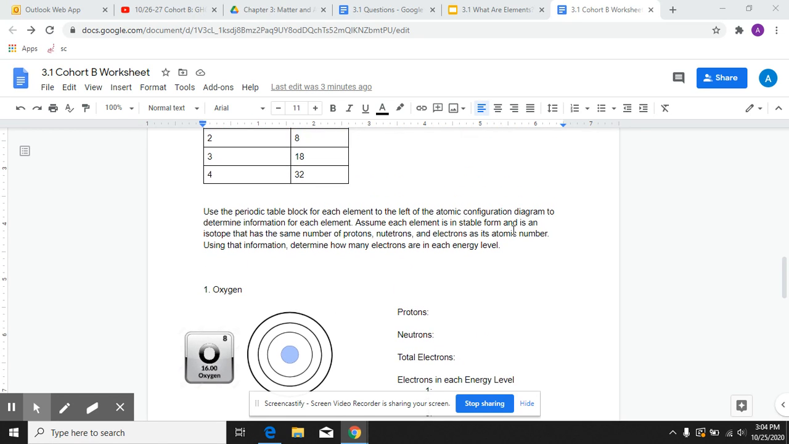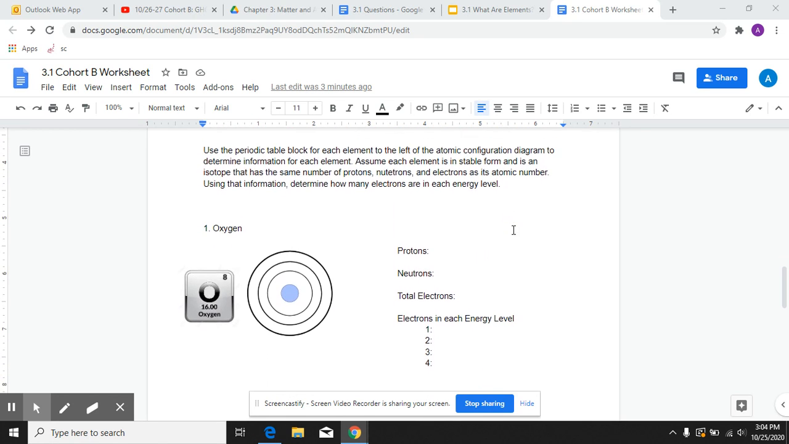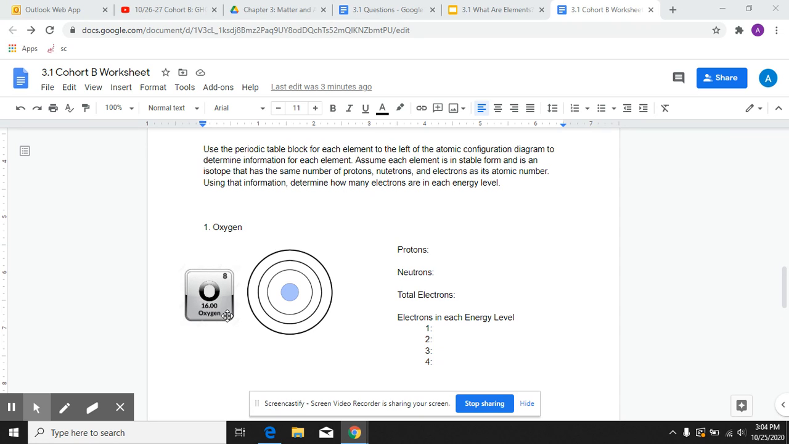So what you'll be doing for this assignment is you'll look at this periodic table block on the left here to determine the information for each of the elements written above. You're going to assume that we're only looking at one isotope, and we're only going to look at the one where our protons and neutrons match the atomic number. So we have an equal number of protons as we do neutrons. Remember, our number of protons also tells us how many electrons we have.